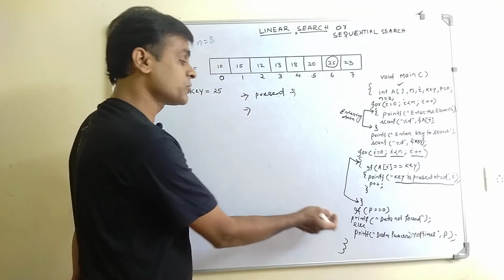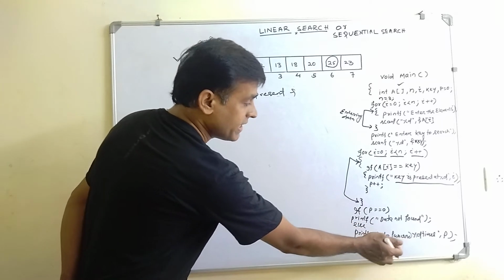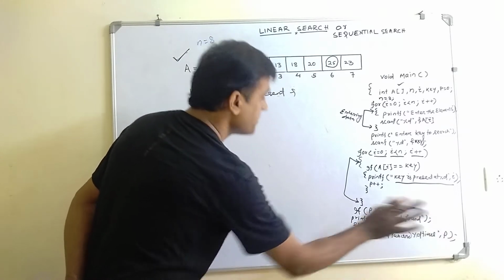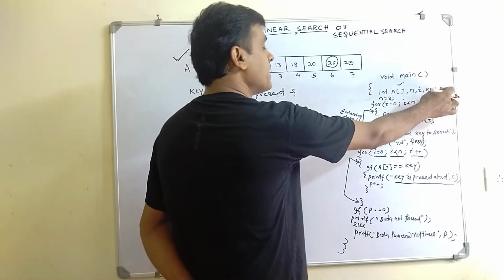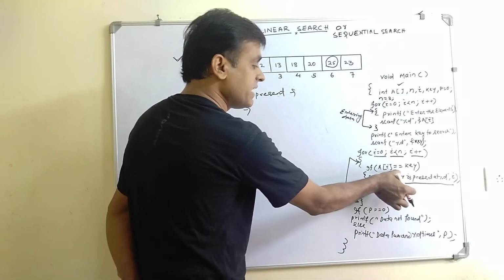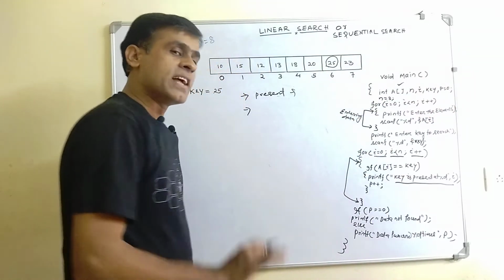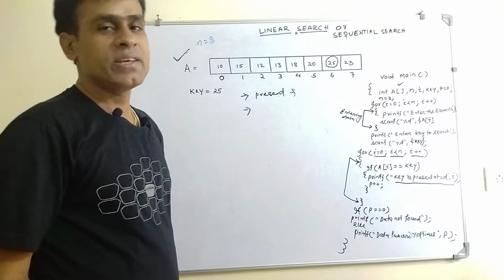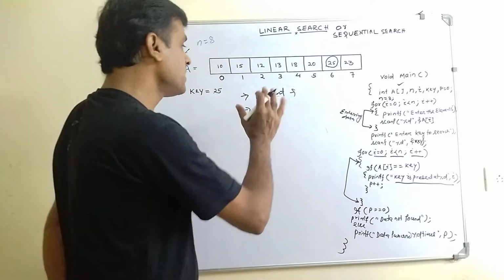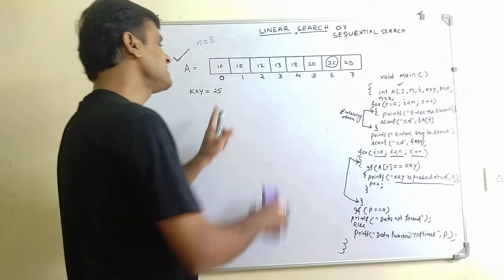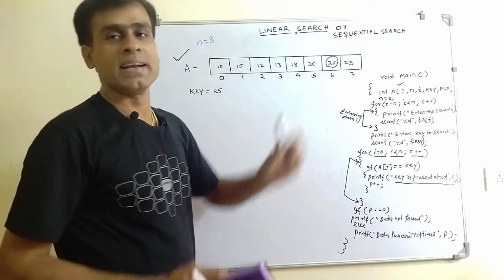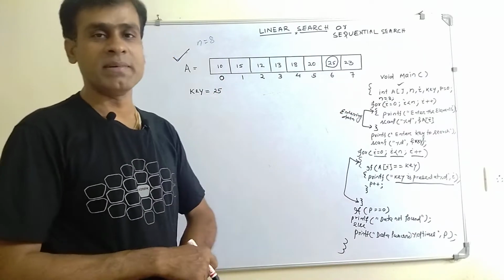Another thing it also gives, by printing data found %d times, p: at the start you took p is equal to 0, and whenever the key is present, p is incremented. That means you can also print the number of times. This is the way of writing, but the sequential search technique says that you have to go from start to end to find the element.